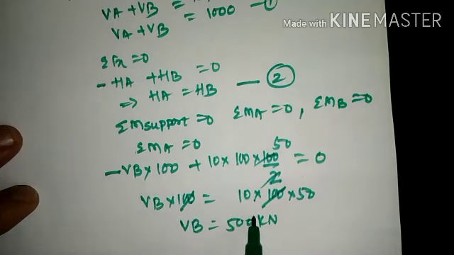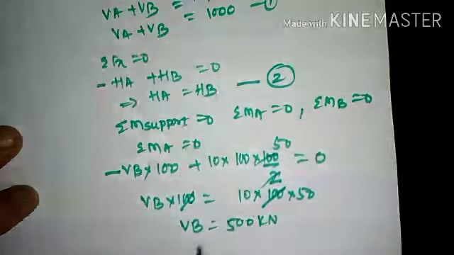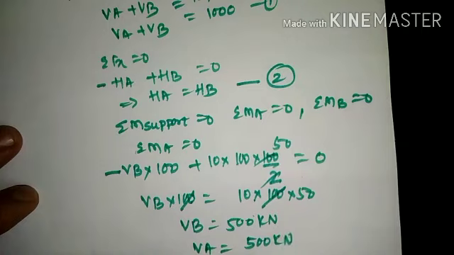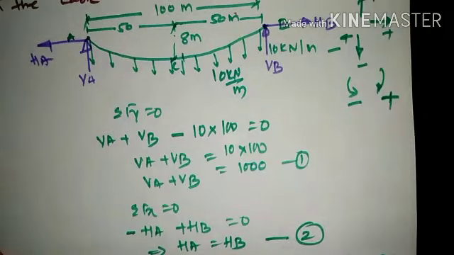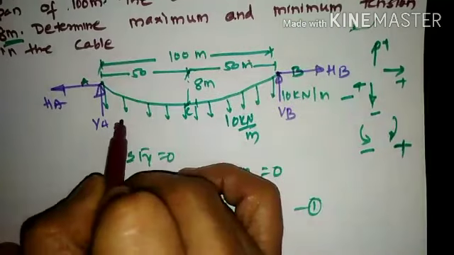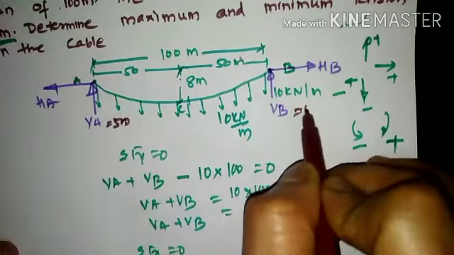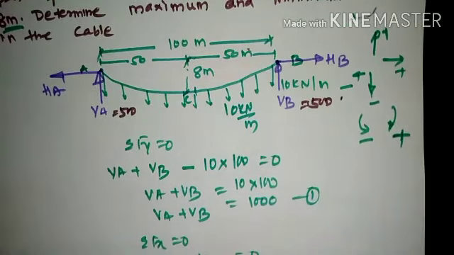If VB is 500, substitute back in this equation to get the value of VA as 500 kilonewton. So these are the values of VA and VB which have been calculated now. Then, if I know the value of VA and VB, I shall note down this particular value of VA and VB. VA value is 500, VB value is also 500. Now the next task is to find out the value of HA and HB.